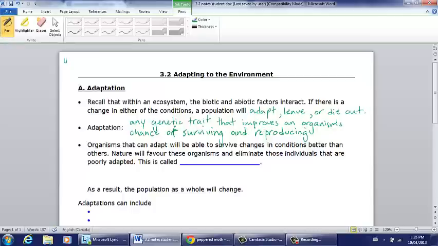Organisms that are adapted will be able to survive changes in conditions better than others. Nature will then favor these adapted organisms, and eliminate those individuals that are poorly adapted. This process is called natural selection.